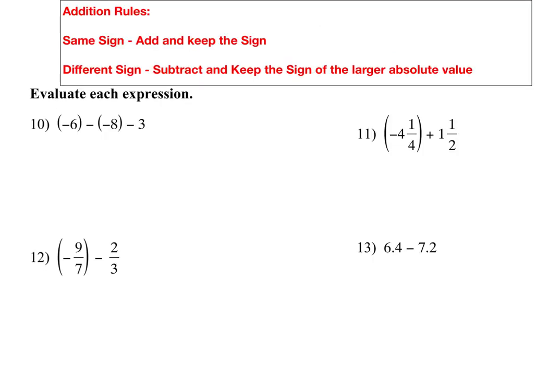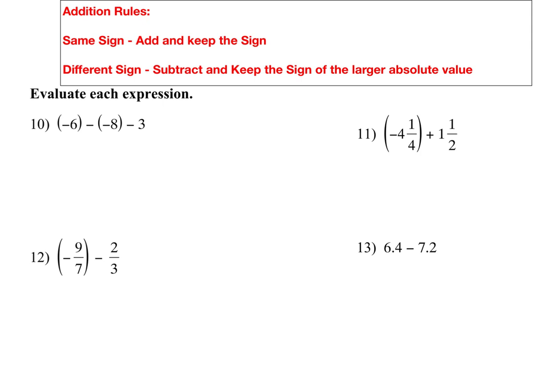When you are adding, these are adding rules. If you are adding two numbers with the same sign, you just add and keep their sign. If you are adding two numbers with different signs, you're just going to subtract and keep the sign of the larger absolute value. All right, so whichever number is bigger in an absolute value sense, then you keep that sign.